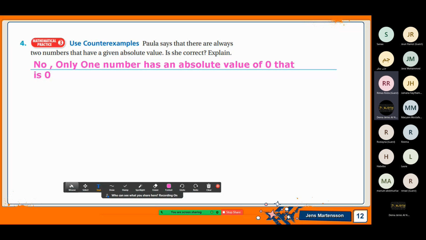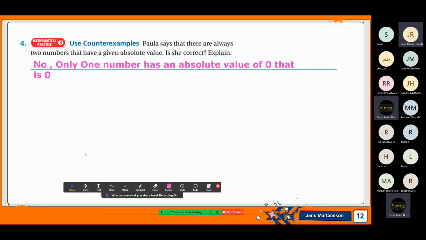Teacher, I'm going to write no. If you look at the graph, there's only one 0. There's not a negative 0 and there's not a positive 0. So there's only one 0, so the absolute value of 0 is 0.